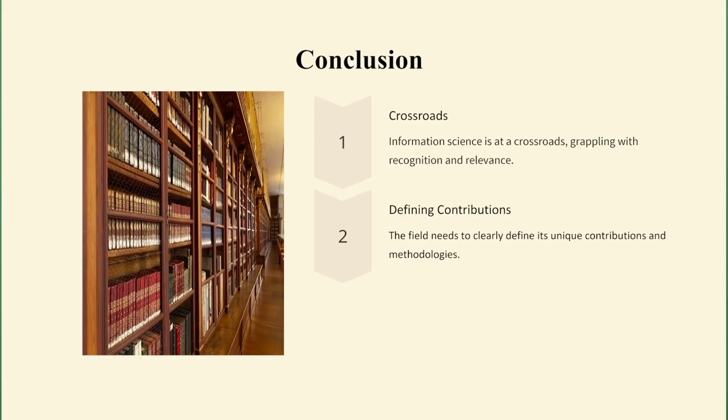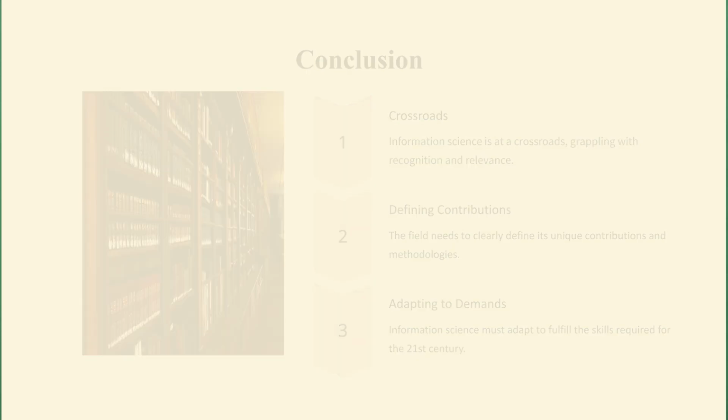This duality underscores the need for information science to clearly define its unique contribution in the context of evolving educational demands. Moreover, as educators face diverse challenges in teaching students with special needs, the discipline must adapt to fulfill the skills required for the 21st century, such as effective communication and problem solving. Ultimately, the future of information science hinges on its ability to establish a cohesive identity that encompasses both theoretical rigor and practical application. And these are the references.